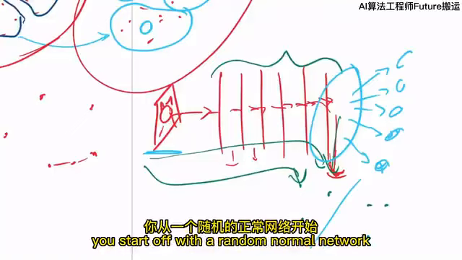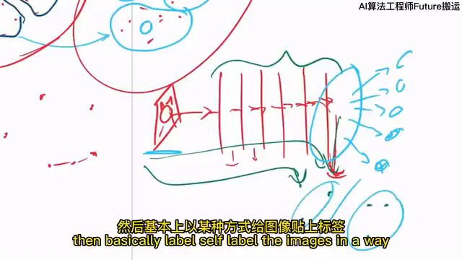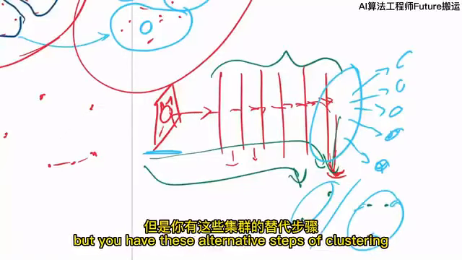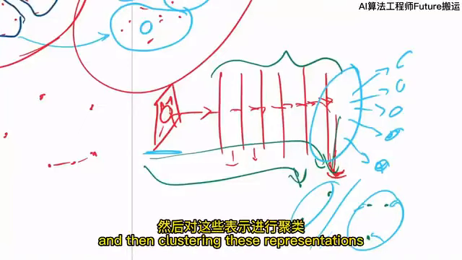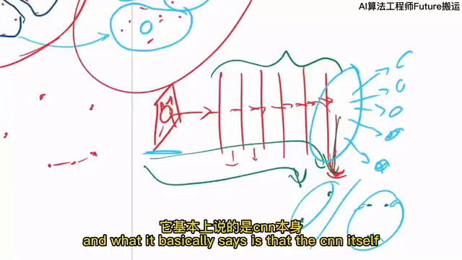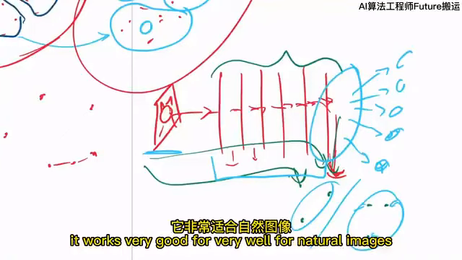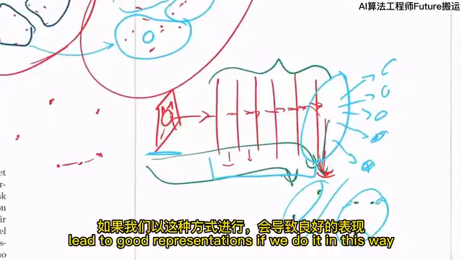You start off with a random neural network, then cluster these representations, then basically self-label the images in a way. Now I'm way oversimplifying that technique right here, but you have these alternating steps of clustering, and then finding better representations, and then clustering these representations. And what it basically says is that the CNN itself is like a prior, because it's translation invariant and works very well for natural images. The CNN itself will lead to good representations if we do it in this way.